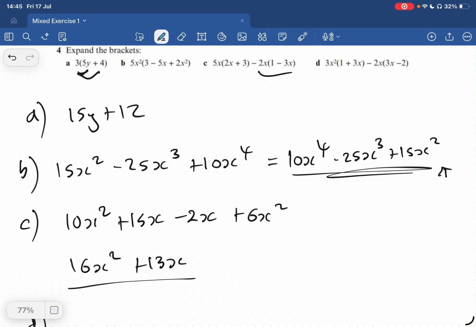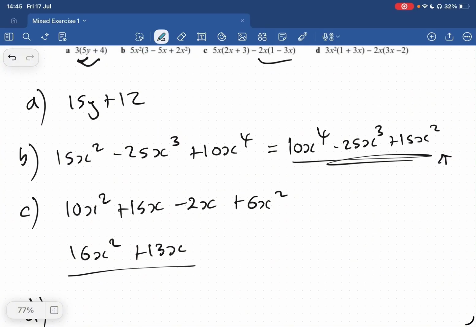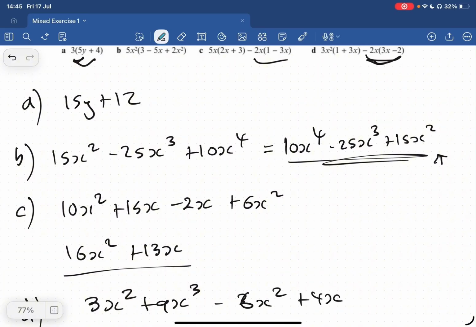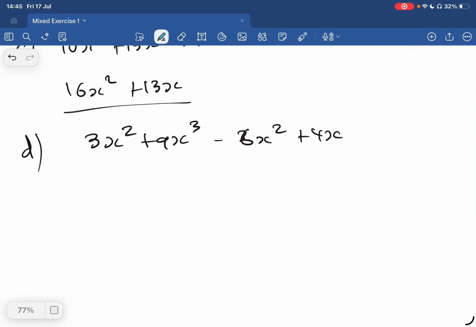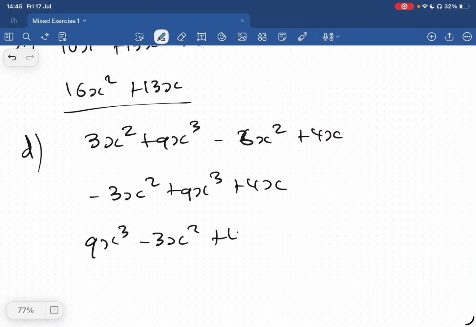Okay, D now. We have x squared plus 9x cubed minus 6x squared plus 4x. Yet again, they're trying to catch us out with this double negative. Don't fall into that trap. Okay, so minus 3x squared plus 9x cubed plus 4x. So 9x cubed minus 3x squared plus 4x. And that is our final answer.